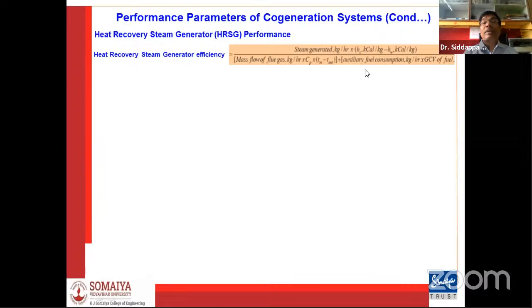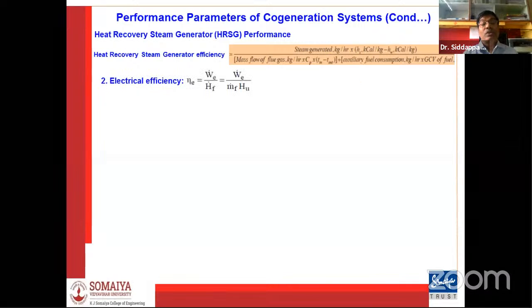That means it depends upon whether the steam coming out from the HRSG system is wet steam, dry steam, or superheated steam. Depending upon that, your delta H may be H superheat minus HF, or H saturation minus HF, or H wet minus HF. Like this, you are supposed to calculate the total heat carried by the steam from the boiler.